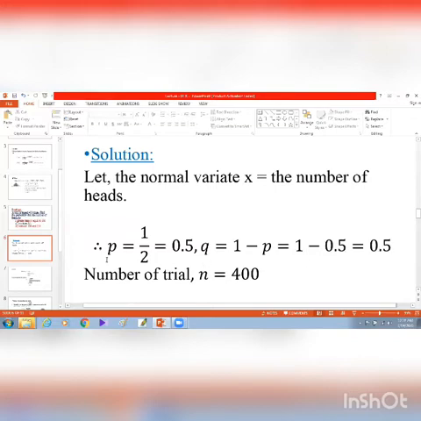Here probability of success p and probability of failure q are same, and number of trial n equal to 400. That means we see here the number of trial is very large, and the probability of success and probability of failure are equal. So the condition is that when the probability of success and probability of failure are approximately equal and the number of trial is very large, then the binomial distribution tends to normal distribution. Since both conditions are fulfilled, that is why this problem we have to solve by normal distribution.